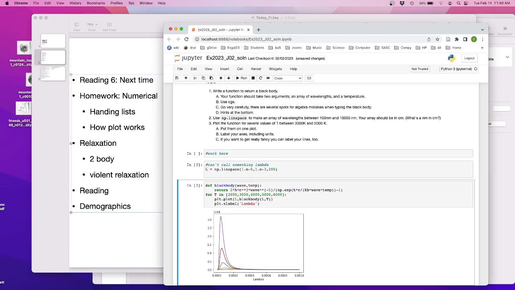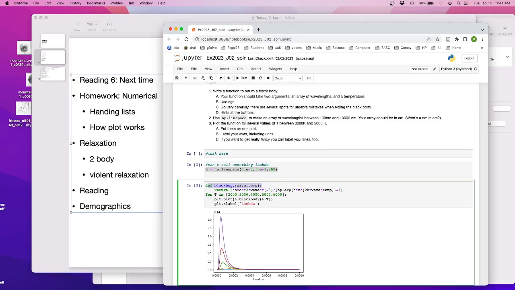Okay, so let's see. Other things that I wanted to mention. When you do this problem, we've got linspace, which gives us 100 nanometers to 1,000 nanometers. So this is squarely covering the visible range. We define a black body, and this just needs to take two arguments, the wavelength and a temperature. If you had typed it all yourself, great. If you just used what I did at the bottom, that's also fine.